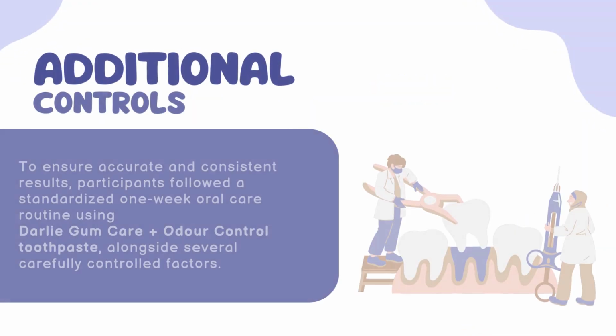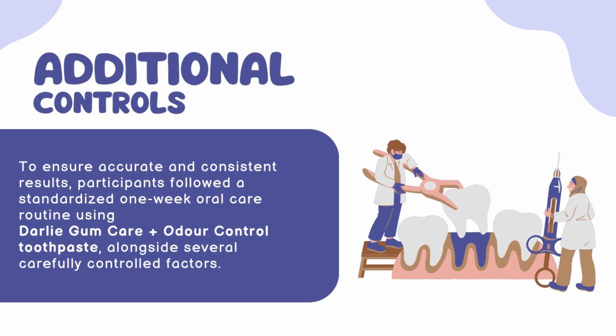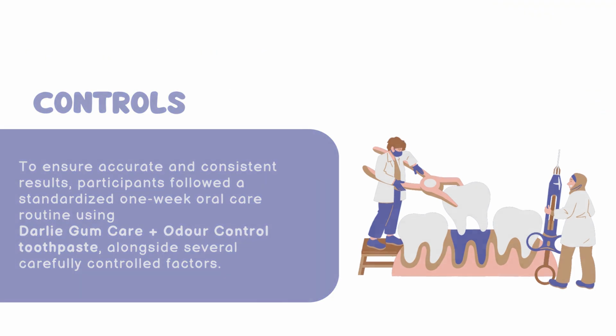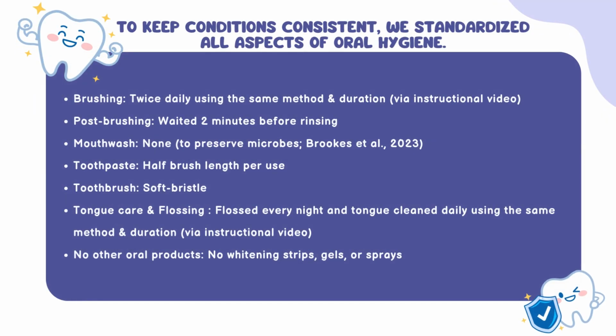To make sure our results were both accurate and consistent, we implemented a standardized 1-week oral care routine for all participants. Everyone used the same toothpaste, Darlie Gum Care Plus Odor Control toothpaste, and we also controlled several other factors that I'm going to list in the next slide. Participants brushed twice daily, morning and night, using the same method and duration, guided by an instructional video. After brushing, they waited 2 minutes before rinsing to maximize toothpaste contact time.